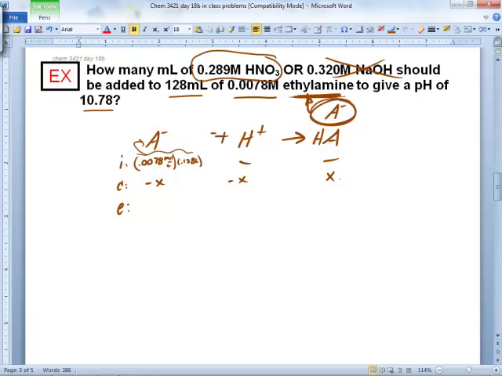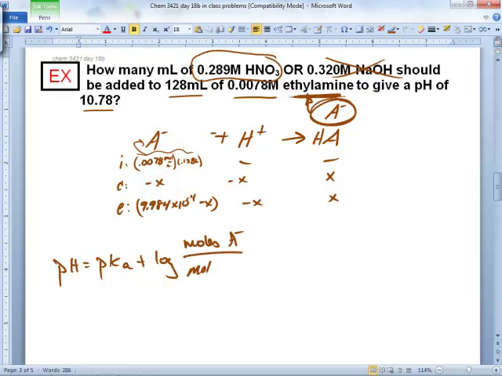Now, what was the molarity times that constant times the volume? What did you get as a number? 9.984 times 10 to the negative 4 minus X. Minus X, even though that kind of looks weird, doesn't it? Okay, X. So what are we supposed to plug it into? Well, our Henderson-Hasselbalch equation. pH equals pKa plus the log of the moles of the base form over the acid form.